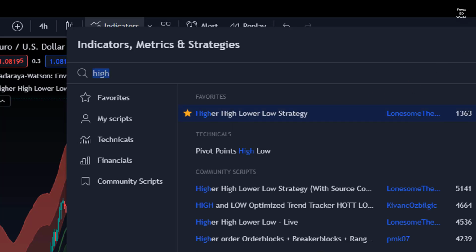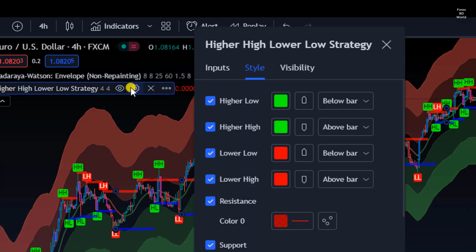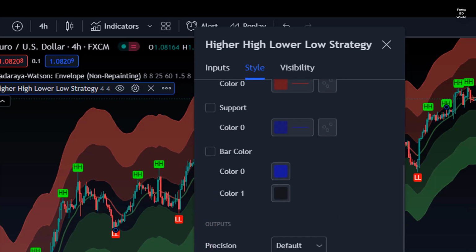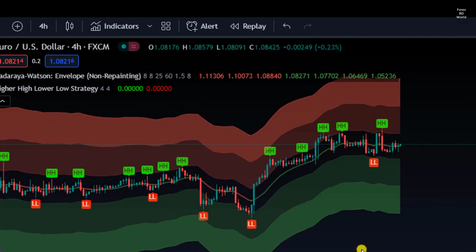Now we have to do some setting. We will set higher high lower low indicator. So we come to the setting option of this indicator, and from the style option remove the tick marks that you see. Remove the tick mark from all the options except the higher high and lower low option. We have removed the ticks, and now the work of setting is done.